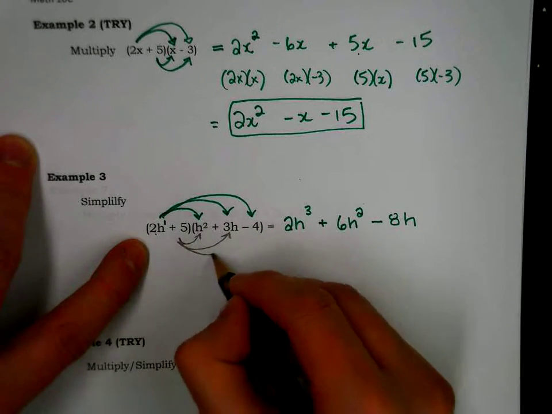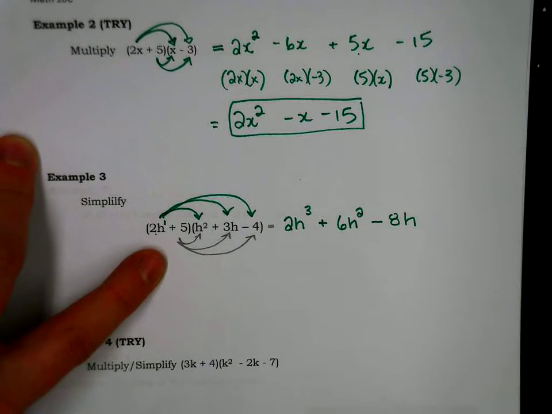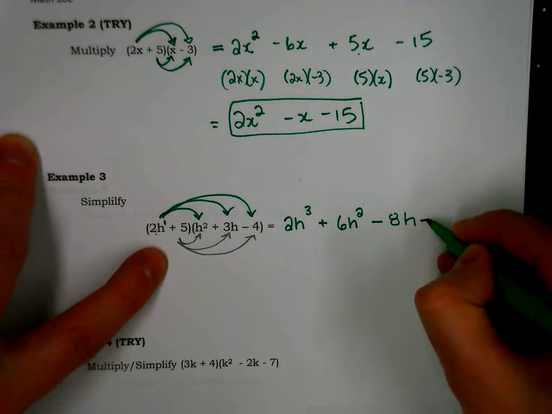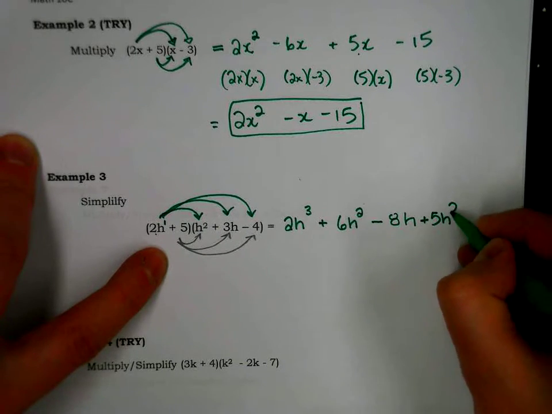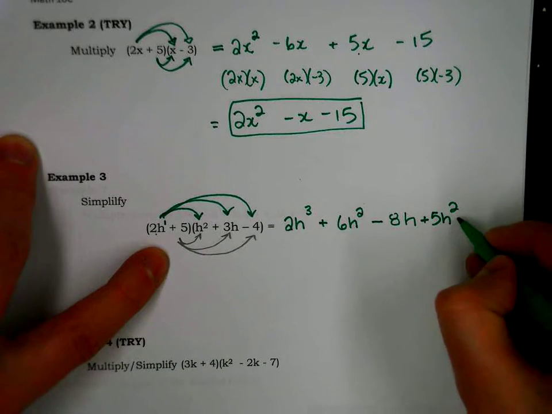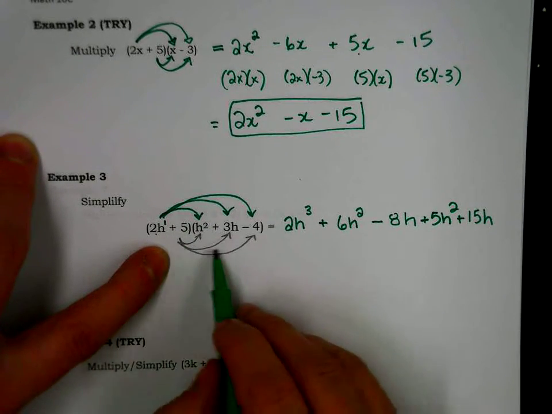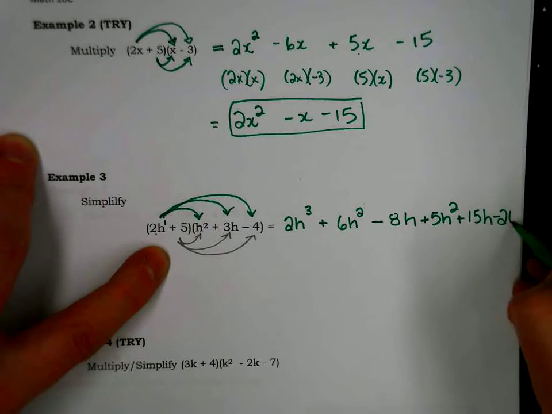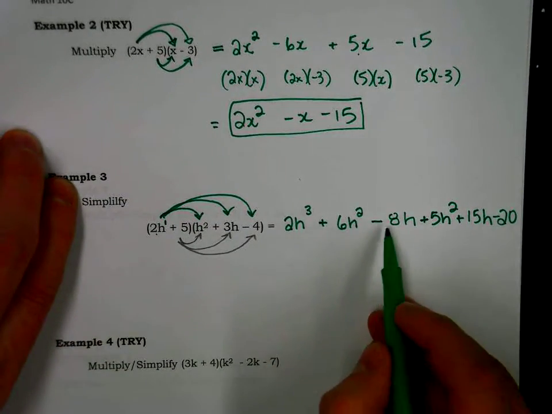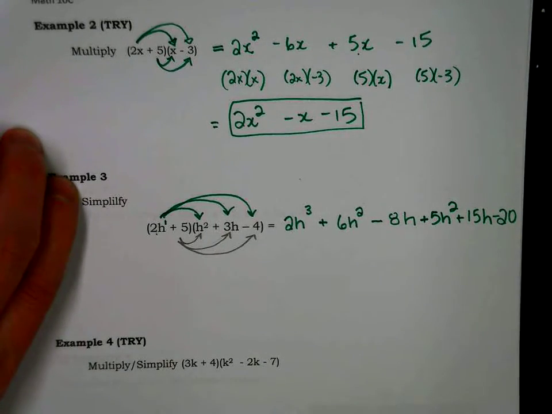1, 2, 3. The 5 had to connect to all 3 terms, which creates 3 more products. So we have a positive 5h squared for the first arrow. We have a 5h times a 3h makes a 15h. And the very, very last one, a 5 times a negative 4 makes a negative 20. And these are the 1, 2, 3, 4, 5, 6 different arrow products that resulted.